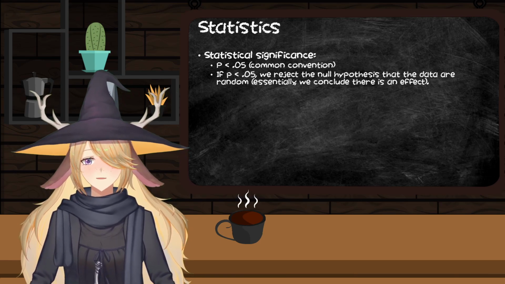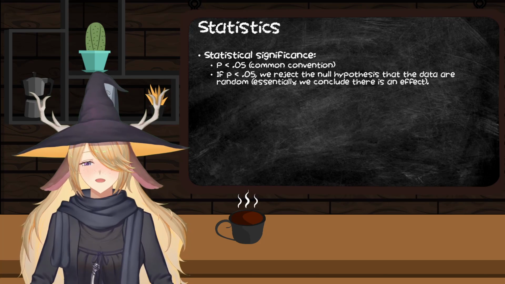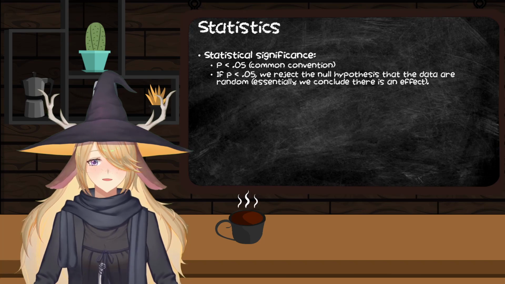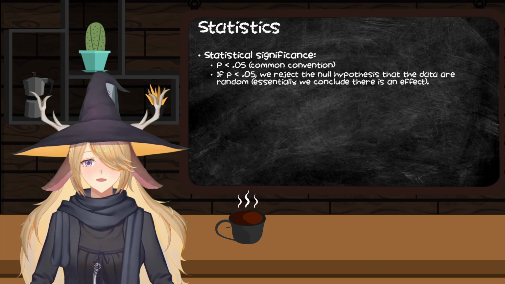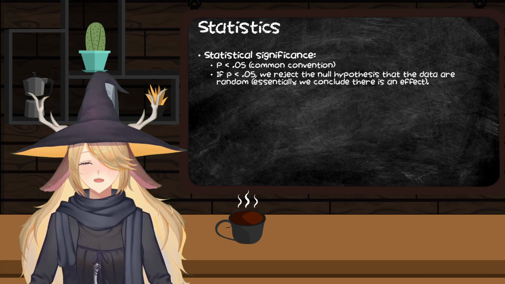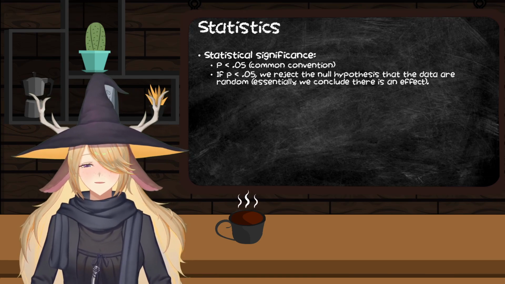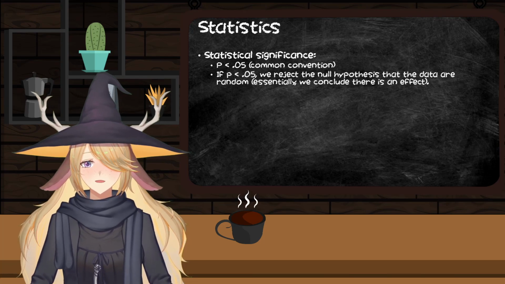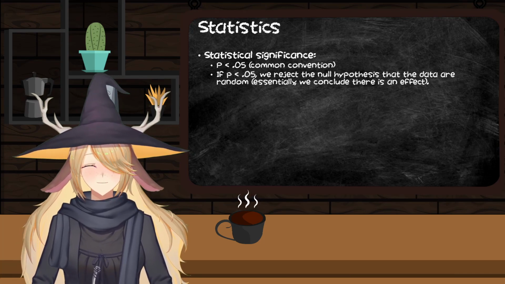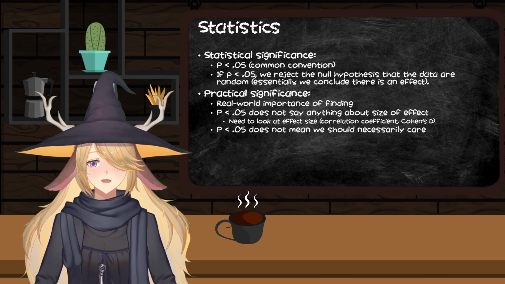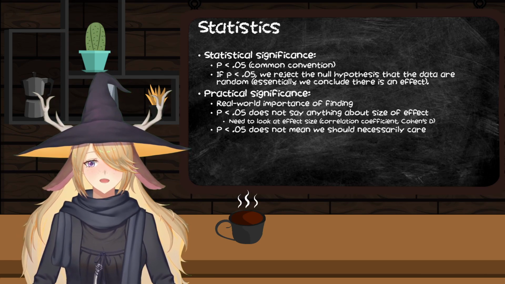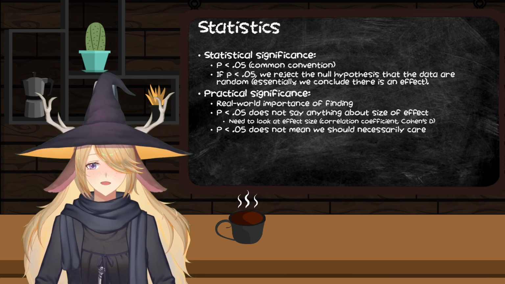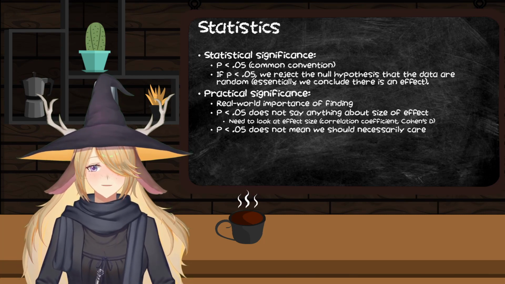So p less than 0.05 is the common convention that is still used occasionally. Basically, the idea is that if p is less than 0.05, you reject the null hypothesis, because that data is then effectively taken as a heuristic to say that there is an effect, and that the relationship we're observing between the variables is not just based on noise. But there is a difference between statistical significance and practical significance, and practical significance took a backseat in scientific publishing for a very long time.